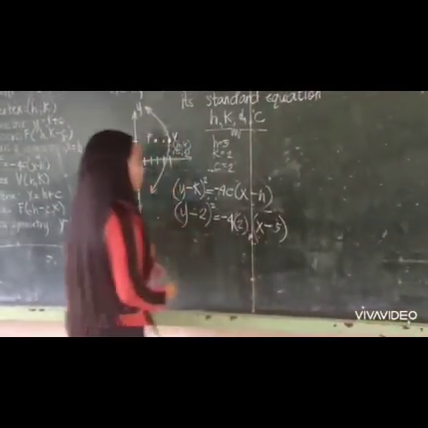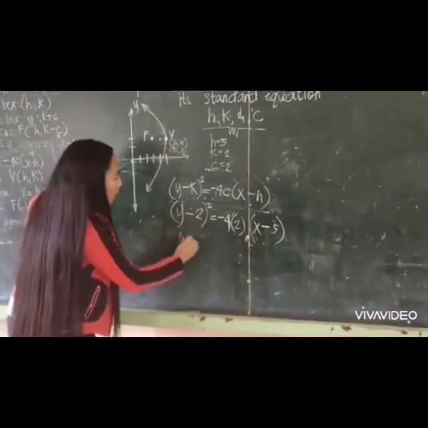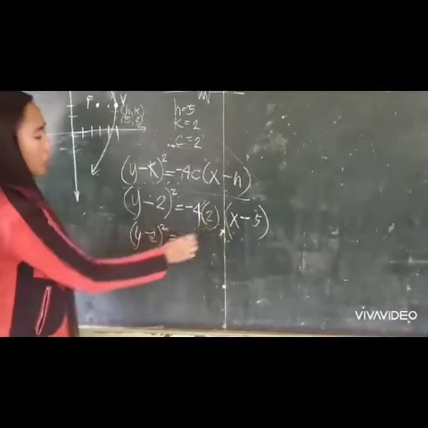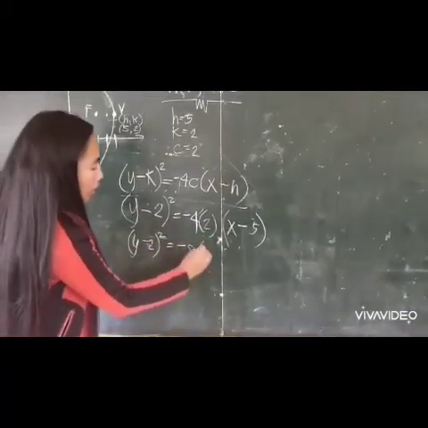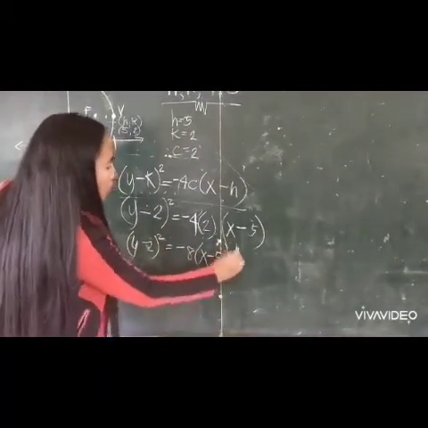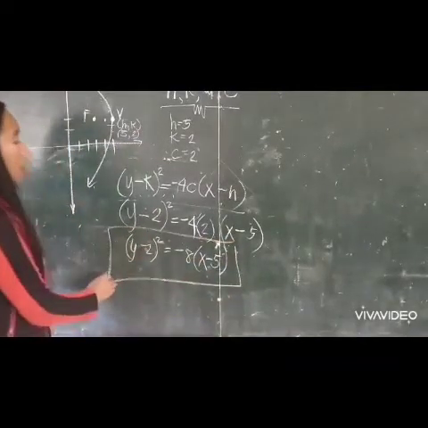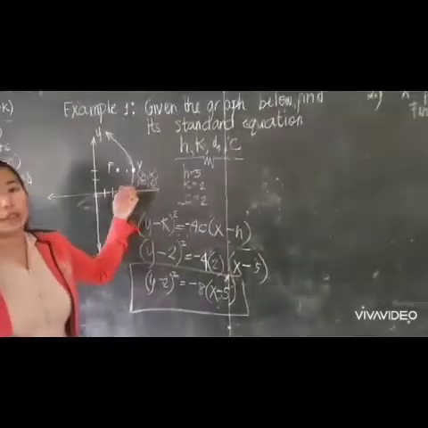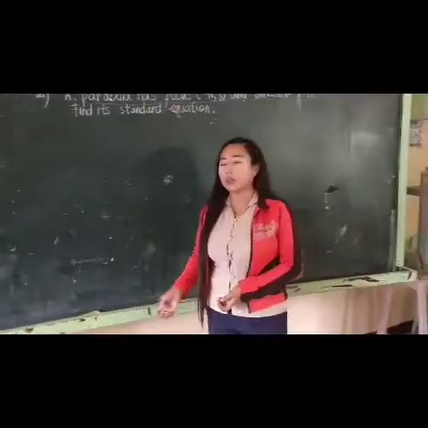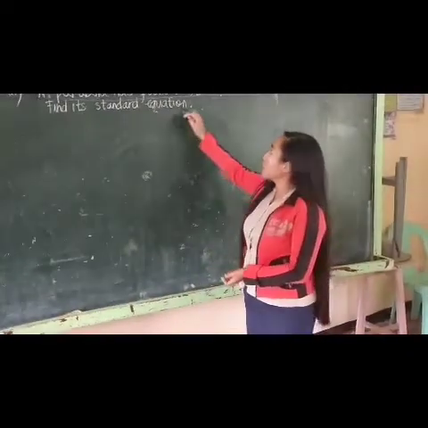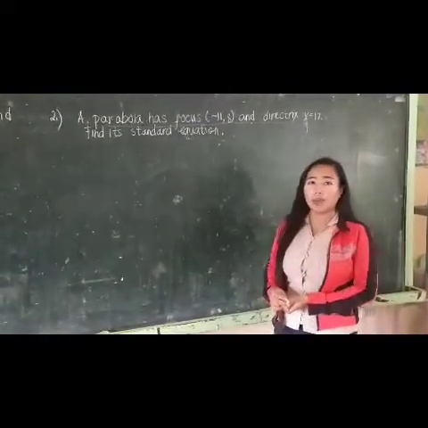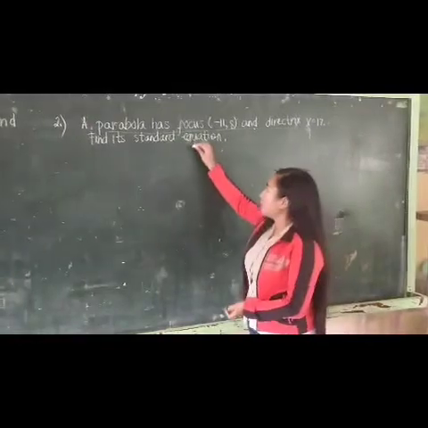side. So, y minus 2 squared equals negative 4 times 2, which is negative 8, then x minus 5. So, this is now the standard equation of this given graph. Okay, number 2. A parabola has focus (negative 11, 8), and the directrix is x equals 17. So, find its standard equation.